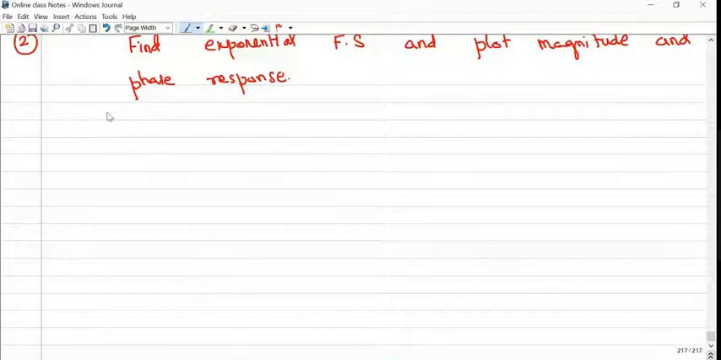Today, at least, we will try to find the x of t expression for the given signal. Next class, we will complete this problem.